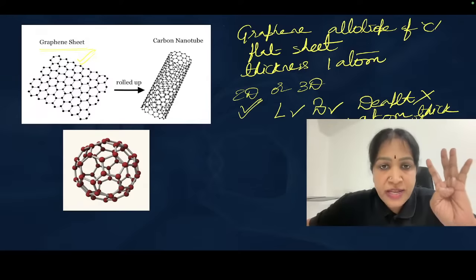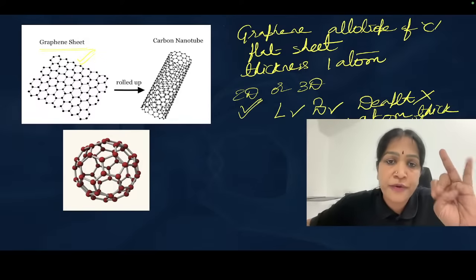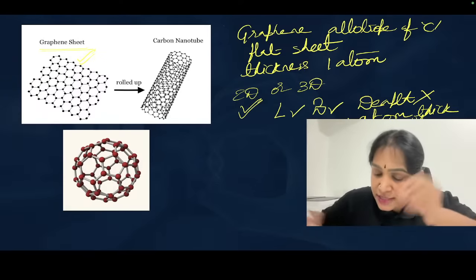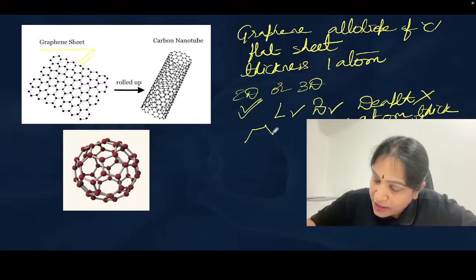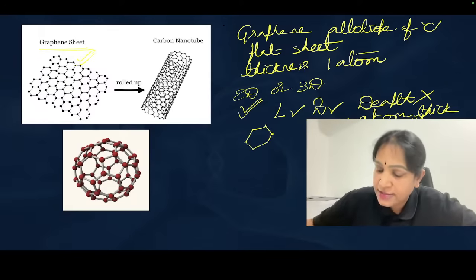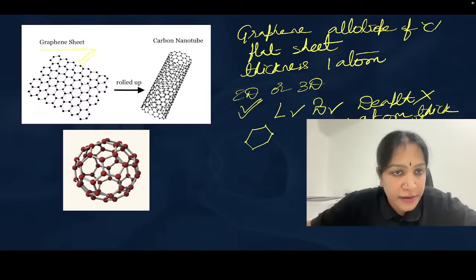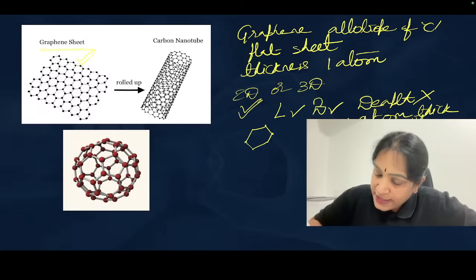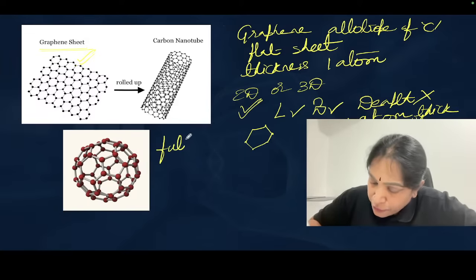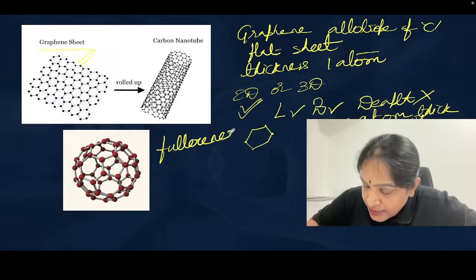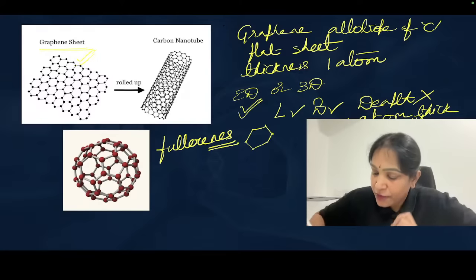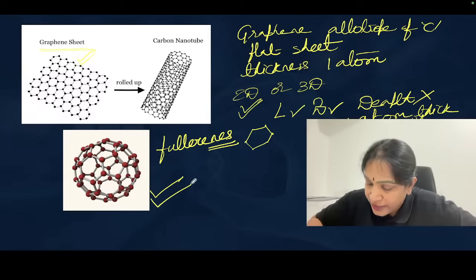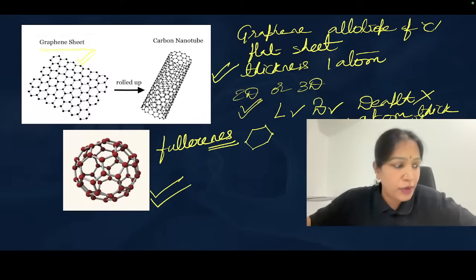So, a two-dimensional flat sheet of carbons arranged in the form of hexagons like this. Carbons are arranged like this. I hope graphene is clear. Next, let us try to understand about fullerenes. Use the word once. Fullerenes. What are fullerenes? Okay, look at here. This is a fullerene.